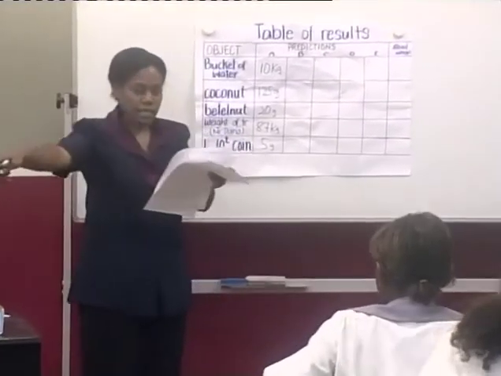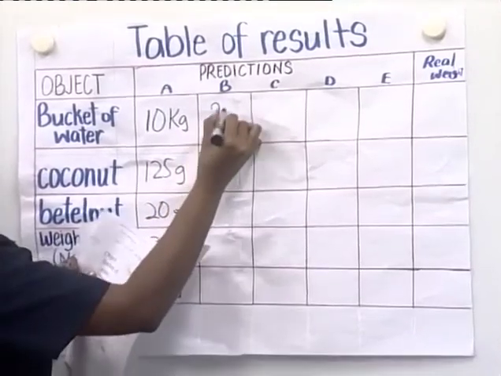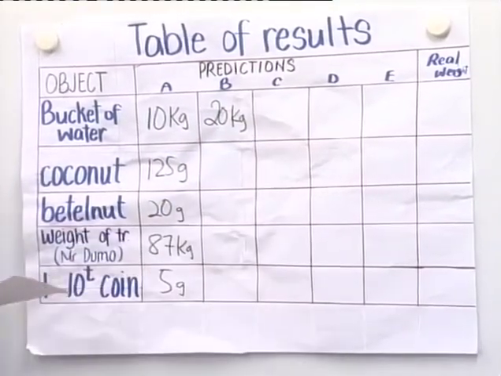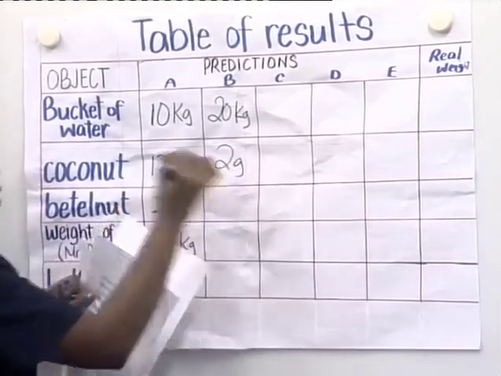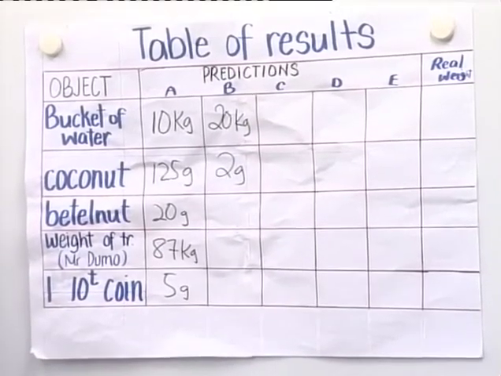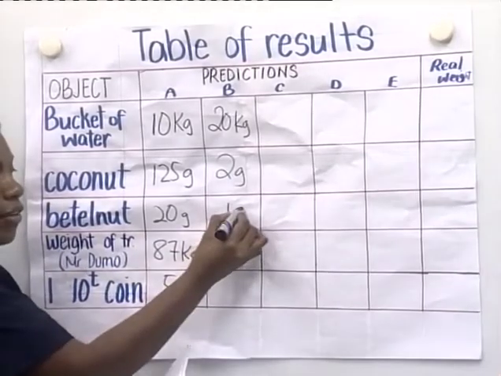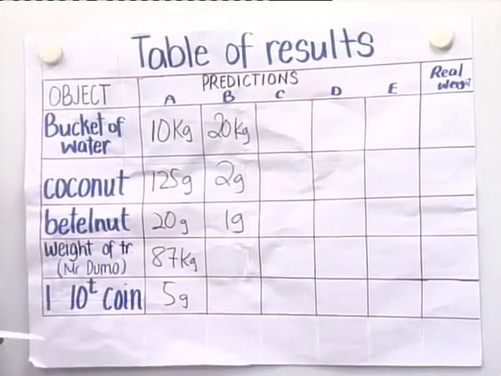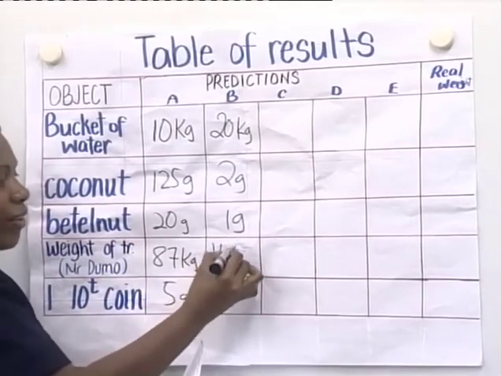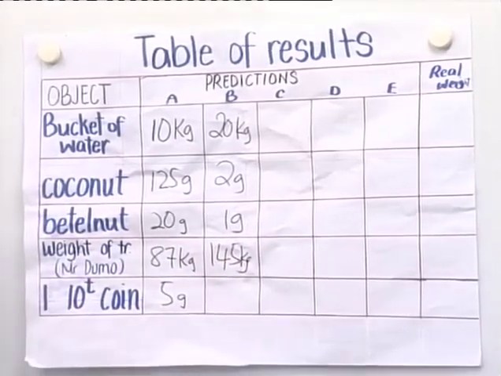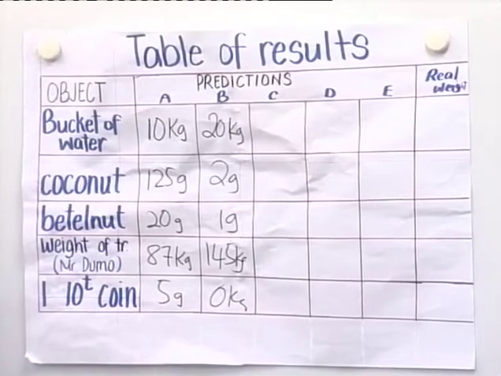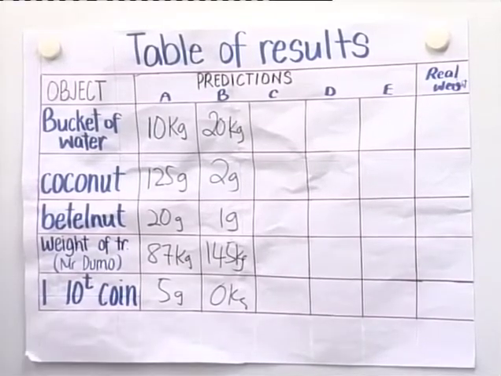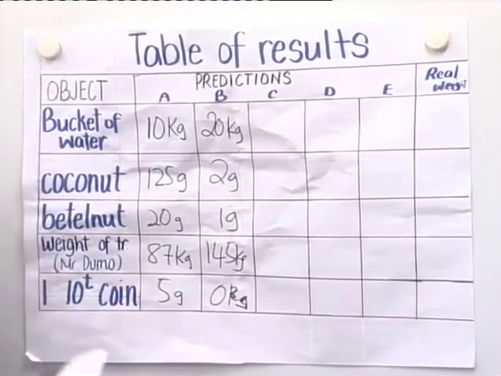Okay, group B, that's this group here. Bucket of water, 20 kilogram. One coconut, 2 grams. Yes? One coconut, okay. Betel nut, 1 gram. Weight of Mr. Dumo, 145 kilograms. 110 Toya coin, 0 kilogram. Okay, that's... You put kilogram here. Gram. Okay, next group, group C.